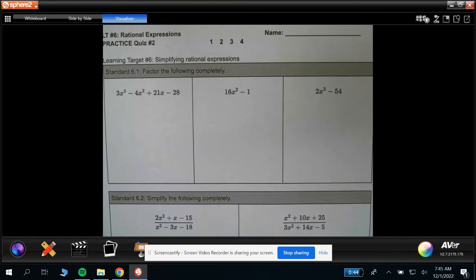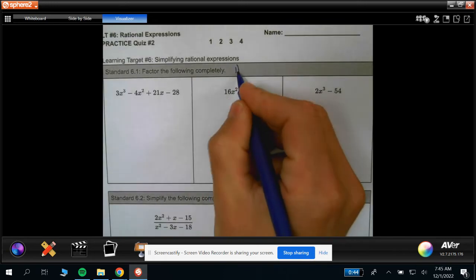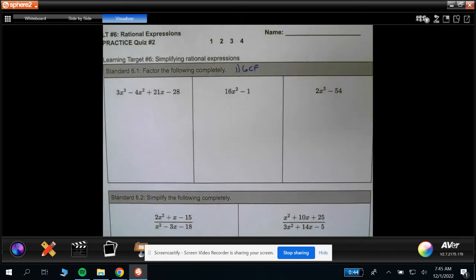Let's take a look. First one. First step, I always look for a GCF. So your first step is always look for the greatest common factor. Always, always, always. On this one, 3, 4, 21, I don't see a greatest common factor.